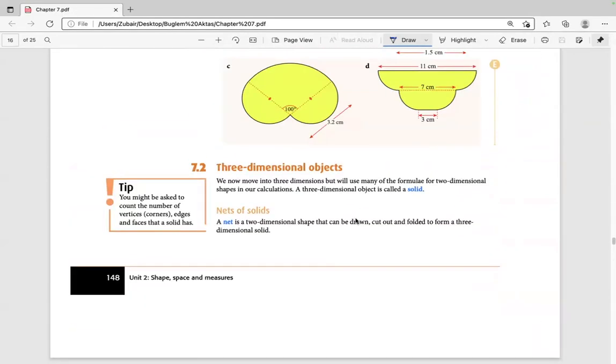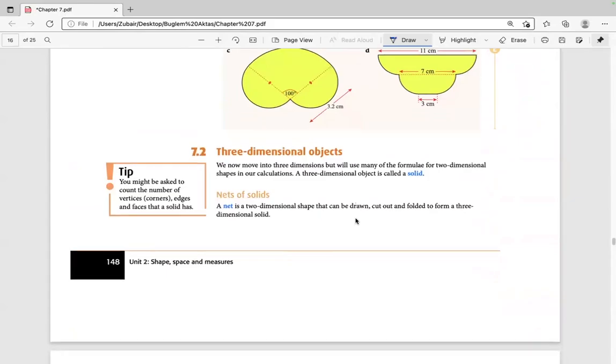Okay, next concept is three-dimensional objects, and we'll be talking about nets of solids. What basically a net is. You would have seen mostly at big shops that they roll a piece of cardboard in front of you to pack that cake. So we'll have 3D objects and we'll draw a net of it.